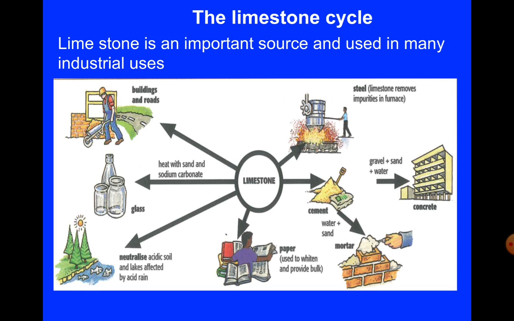Limestone is used in many industries. We use it for buildings and for roads. We use it for neutralization of acidic soil. In combination with sodium carbonate, we make glass. We use it in the steel industry to remove impurities from the surface. We can make cement with it, which we need for making walls. We use it for paper.